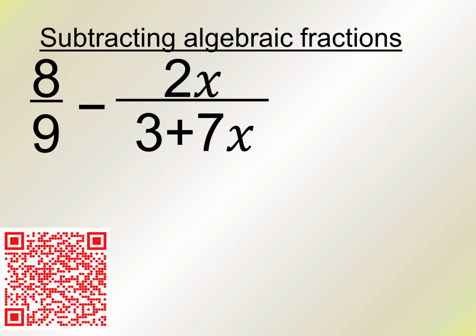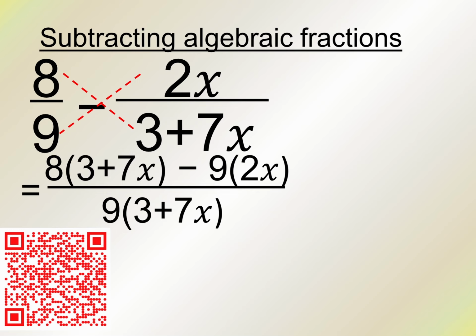Subtracting algebraic fractions is the same. Multiply the denominators to get a common denominator. Cross multiply to get your new numerators. So if I write it out in full, it looks like this. Just to analyze it again.